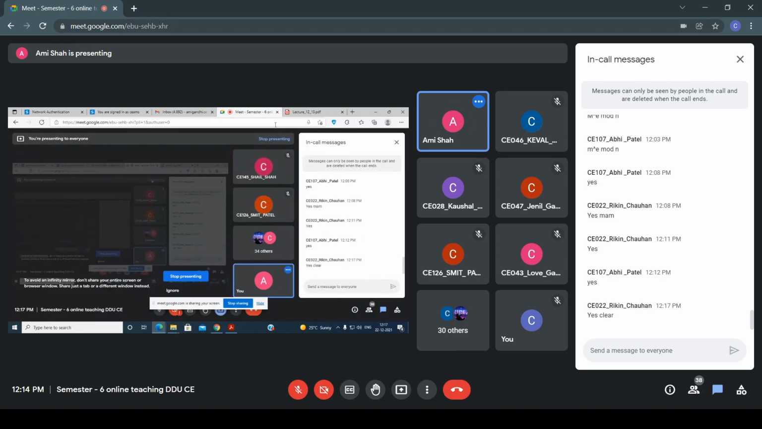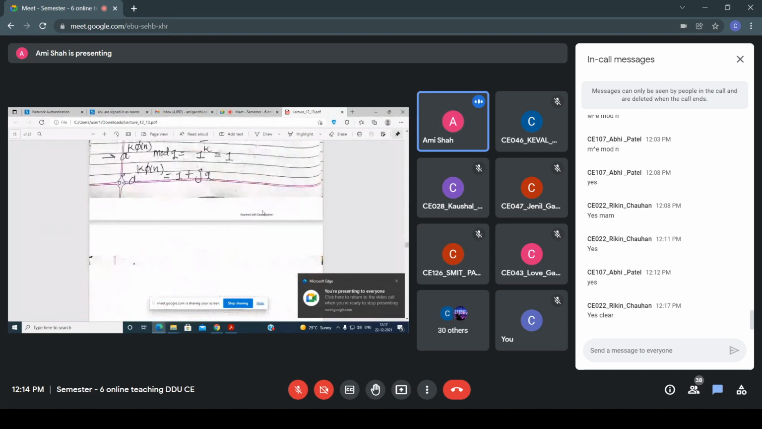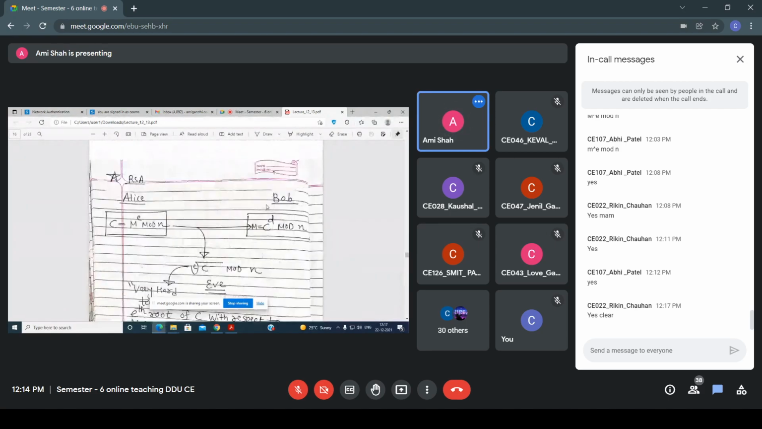Okay, now listen. Just one topic is remaining, and after that I will give you an example that you have to solve today. Now see, all of you know that in RSA, if Alice wants to send some message to Bob, there is an encryption equation C equals M raised to E mod n, and a decryption equation M equals C raised to D mod n.